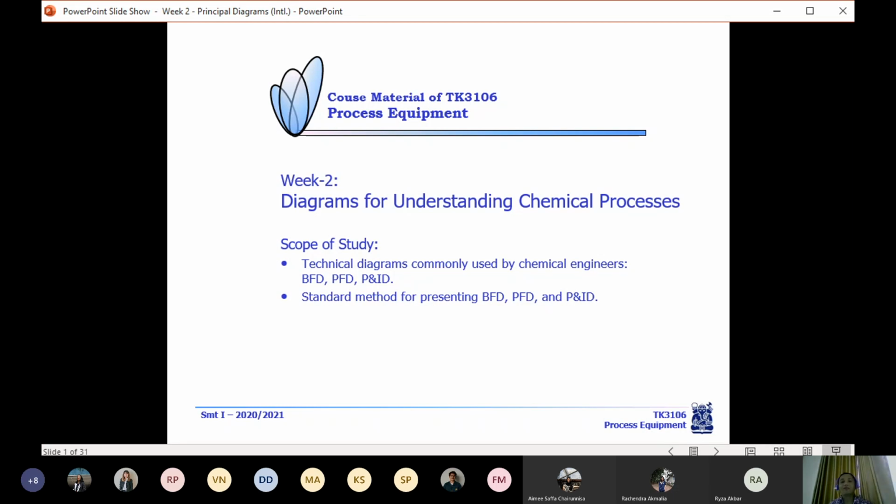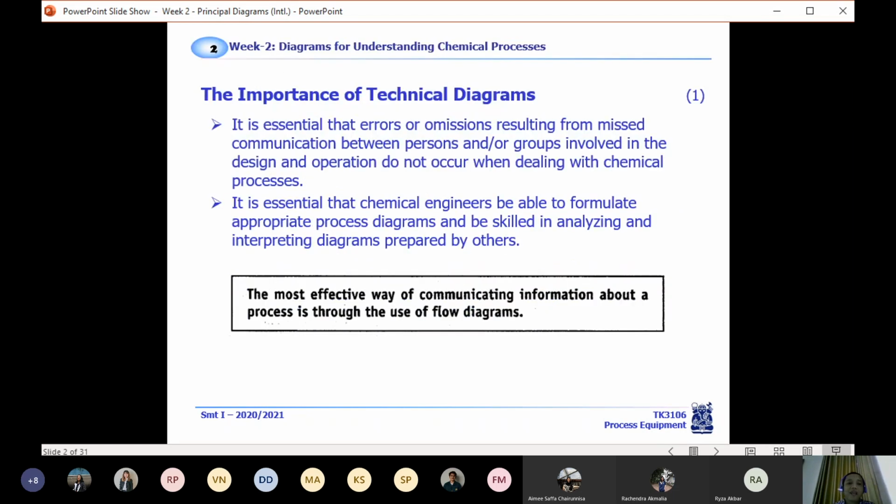Okay, I think we are ready now. We will start the class. Okay, I will move to the next slide. Okay, I will start with the importance of technical diagrams.